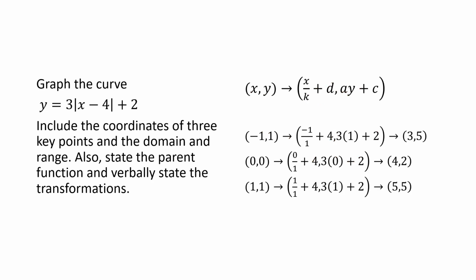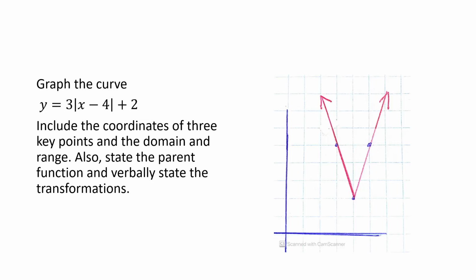It's our job now to plot a function that goes through (3, 5), (4, 2), and (5, 5), and mimics the behavior of the parent. And that's what it would look like. The domain would be the set of all x element of the reals, and the range would be the set of all y element of the reals such that y is greater than or equal to 2.